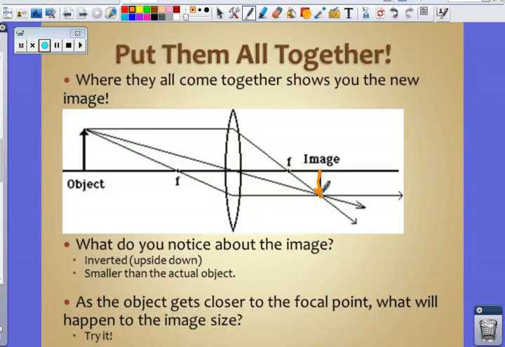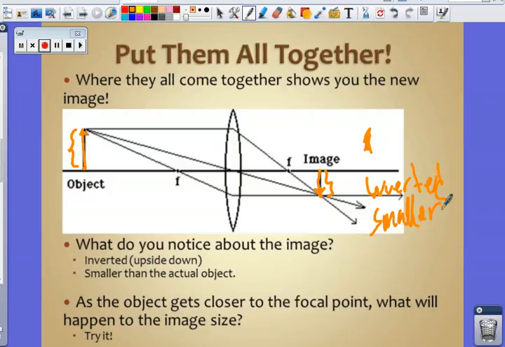What do we notice about it? First off, is it right side up or upside down? Compared to our original one, if you're on this side, you are inverted. The other thing that you have to look at is if we did this graphically and we did this correct, compare the size here versus the size here. We are smaller than when we started.